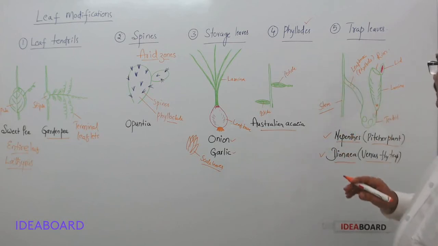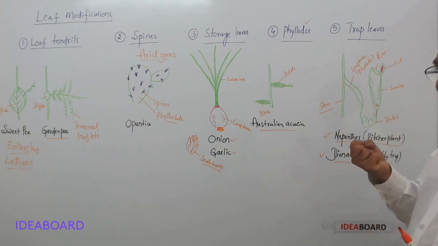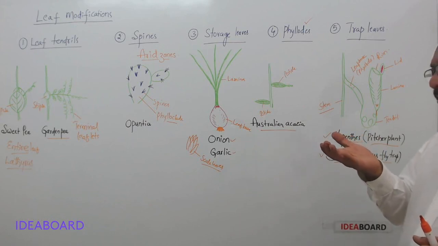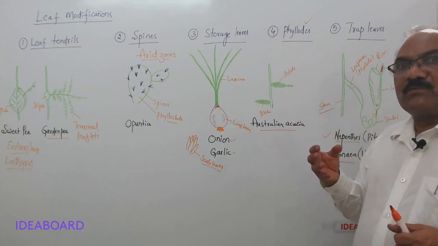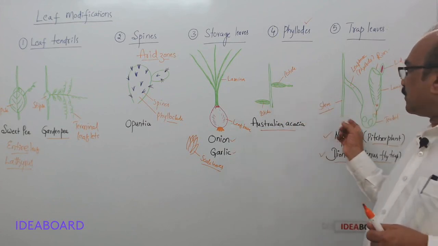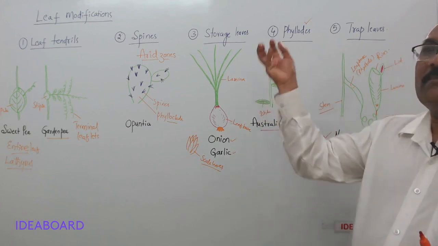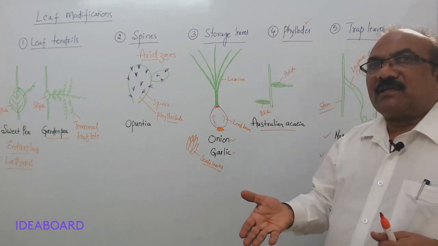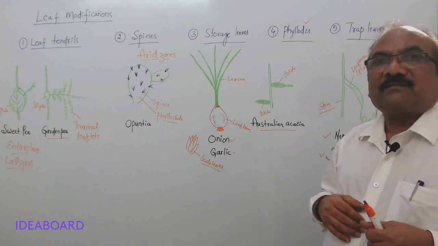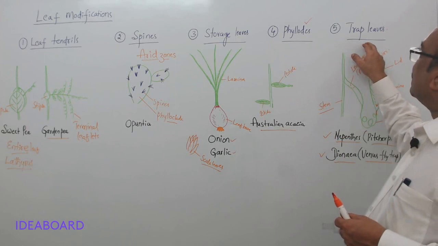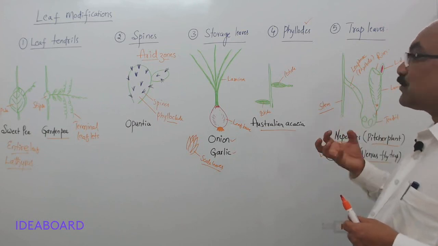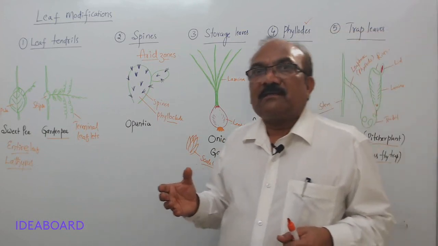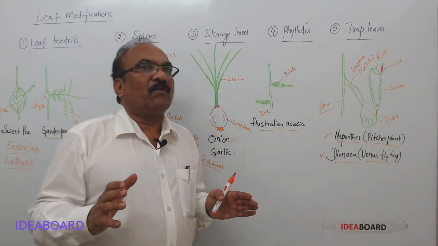And once the digestion is over, that means it has sucked everything. That means the enzymatic fluid along with the proteins is sucked, and the remnants of the dead body will remain there, and whenever it wants to throw it out, with the help of the tendril it will become upside down, and as a result the dead body will be ejected out. Like that, you will find in trap leaves. So, in trap leaves, the lamina is modified to trap the insects. These are the different types of leaf modifications.